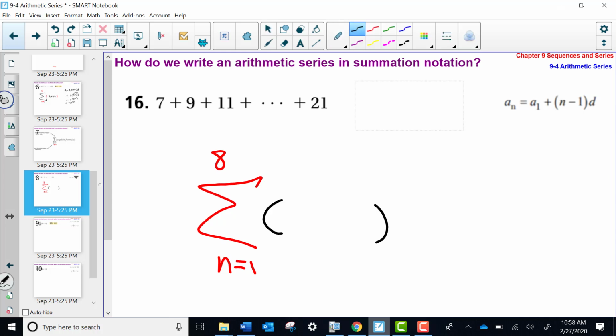What's the explicit formula now? 1 plus n minus 1, 2. N minus 1, common difference is 2, but I don't like 1 plus. Where'd you get 1 plus from? I'm going to say a subscript 1. What's a subscript 1? 7. So the explicit formula is 7 plus n minus 1 times 2. Now we have to simplify this.